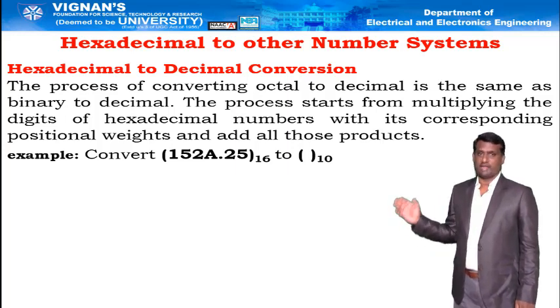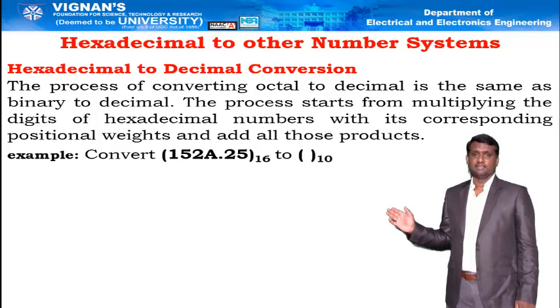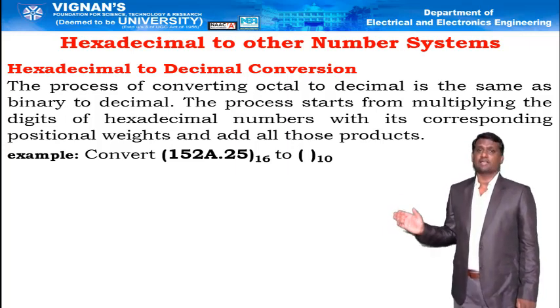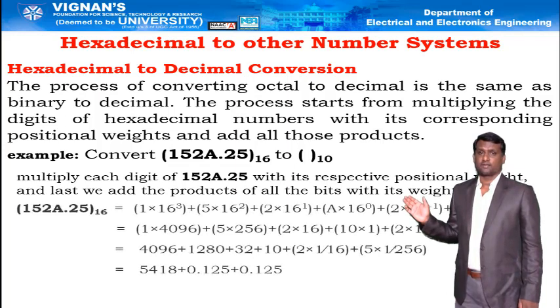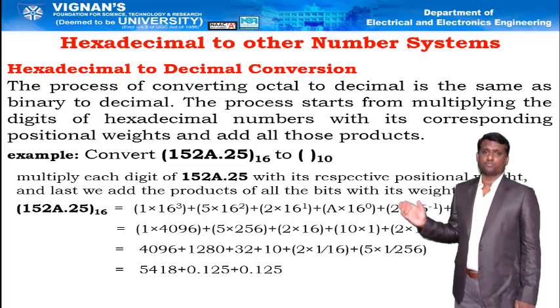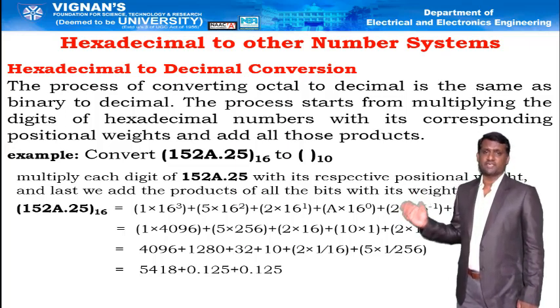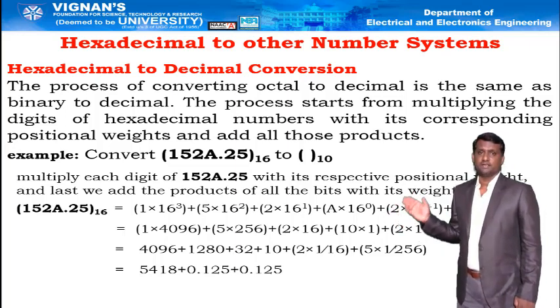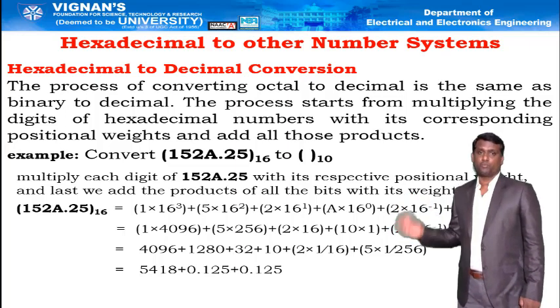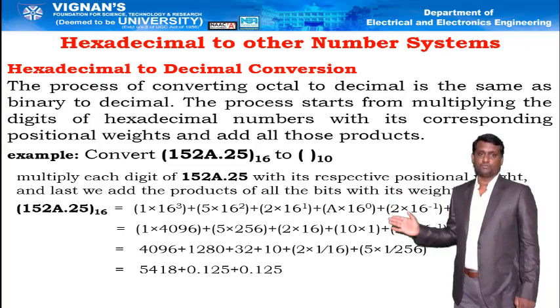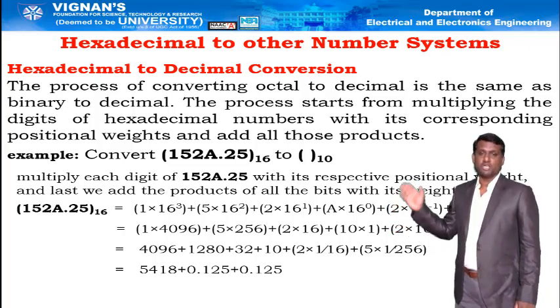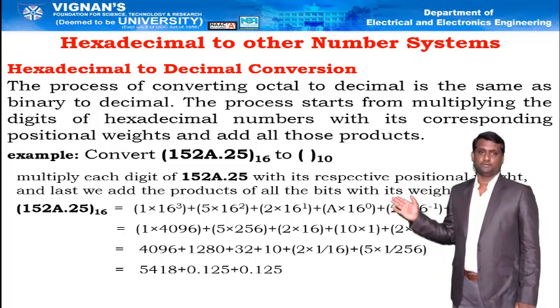Convert 152A.25 base 16 into base 10. Here the positional weights for the individual digits are: A has positional weight 0, 2 has positional weight 1, 5 has positional weight 2, 1 has positional weight 3. That means digit A is multiplied with 16 power 0, 2 with 16 power 1, 5 with 16 square, and 1 with 16 cube.